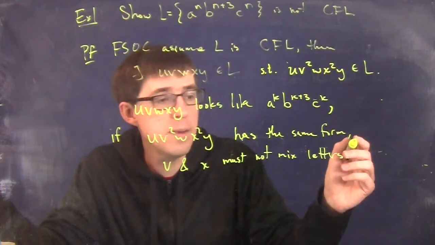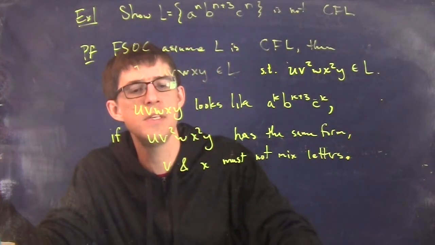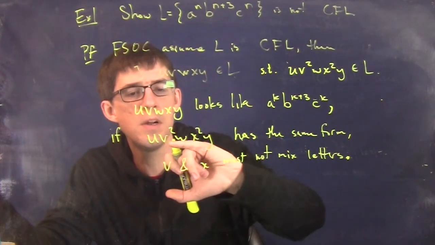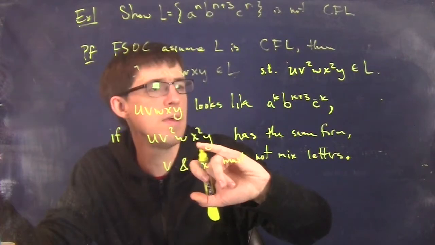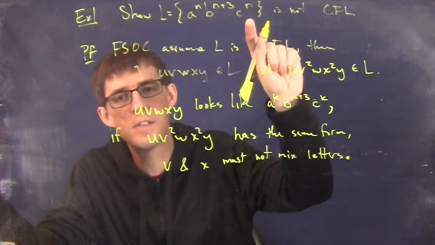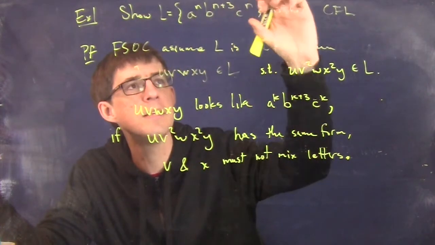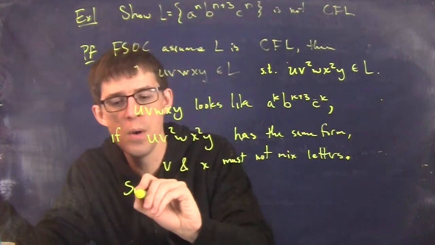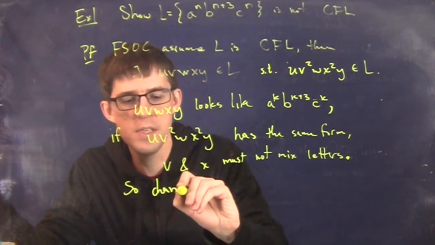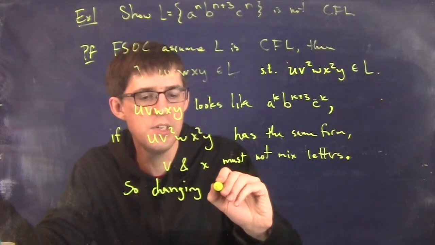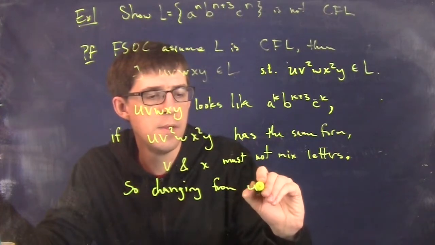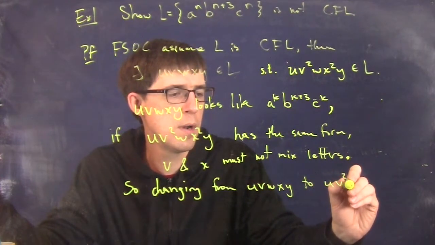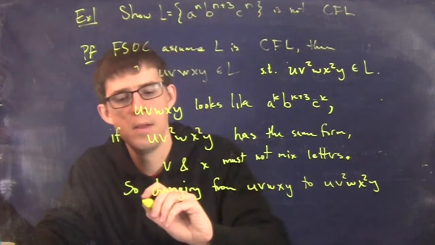Okay, but then, for the same reasons as we saw in the previous example, when you switch from this to this, you have increased the number of only 2 of the letters and not all 3 of them, which means this format cannot still hold, right? Because in order to maintain this format, you need to be adjusting all 3 of them. So I'm just going to say the same stuff I said last time. Changing from U, V, W, X, Y to U, V squared, W, X squared, Y.